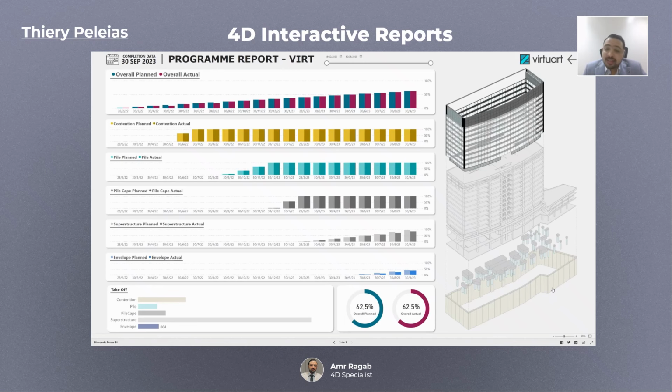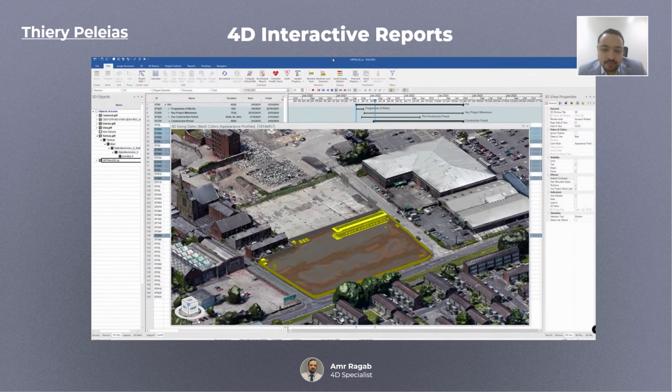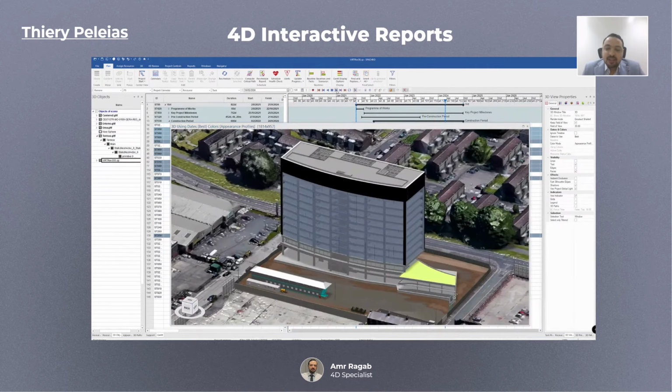The next one is a very trendy workflow these days. It's how to convert your Synchro 4D model into a game engine like Unreal Engine. You need good quality, and you also need to connect it with a schedule and keep everything updated and integrated.